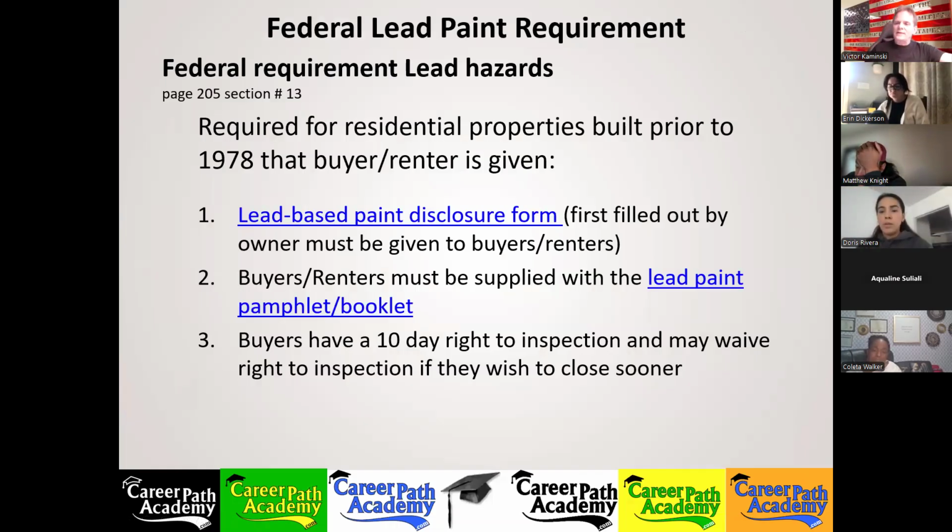We got to give that federal lead paint disclosure to the owners of property to fill out when a property is older than 1978. And then after the owner fills out the disclosure form, we need to provide it to potential buyers or renters along with the lead paint addendum and offer them a 10-day period in which they can conduct an inspection for lead paint, or they could turn it down and waive that opportunity to conduct an inspection.